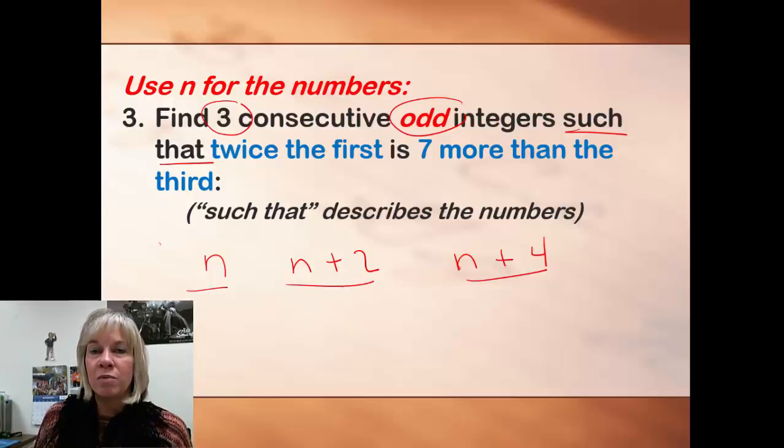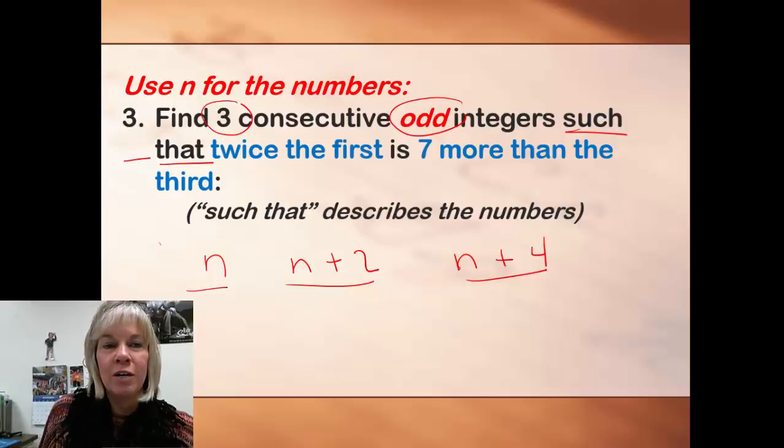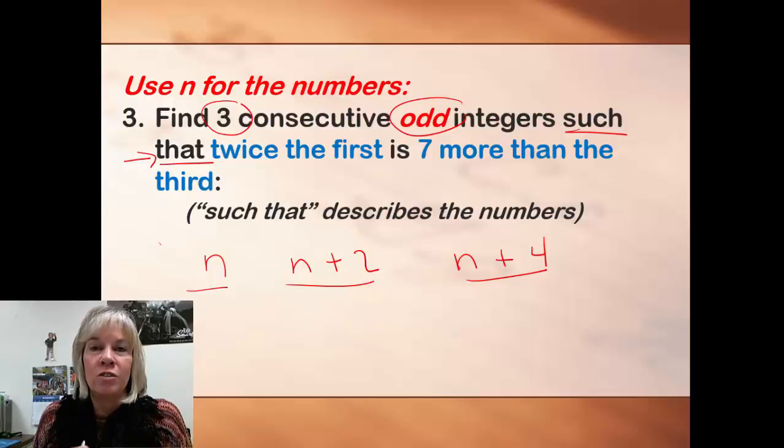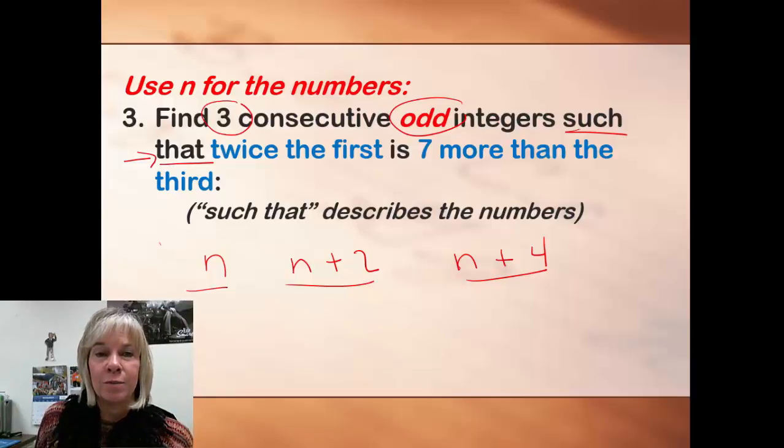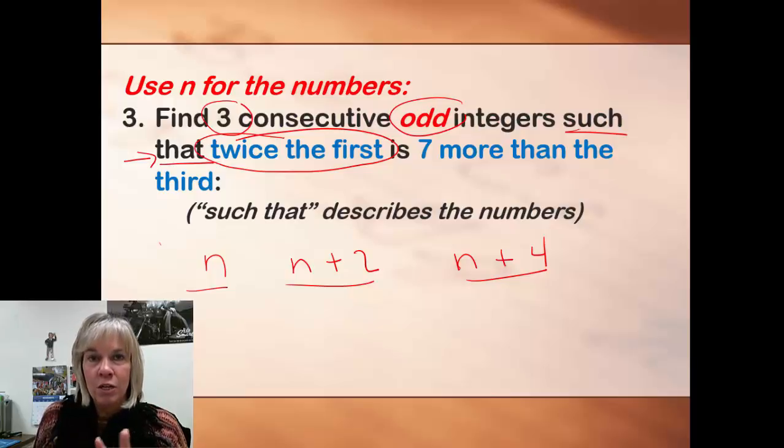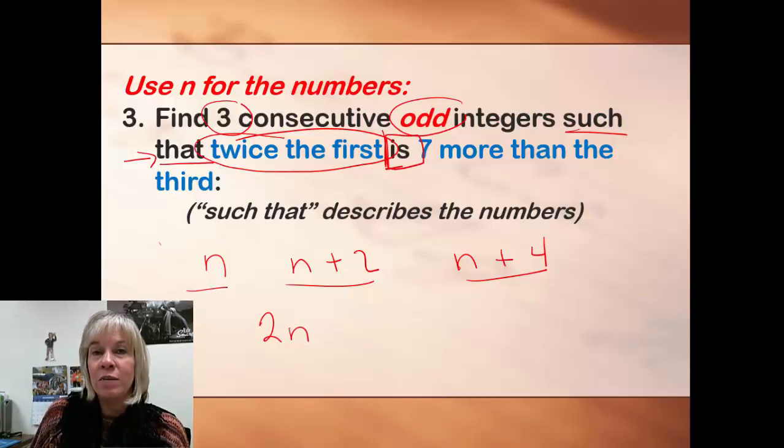Now, that's not the problem though. That's not the equation. Here is the equation. The words such that say, okay, now here's what we're going to do with these 3 numbers, and then it describes your problem. So in blue here I have the actual equation you're going to write. Twice the first. Okay, how do you show twice something? It would be 2 times that thing, right? So the first number is n. How do we show twice n? 2n. Is, okay, what does is mean? Equals. 7 more, okay, here's the other part of our equation.